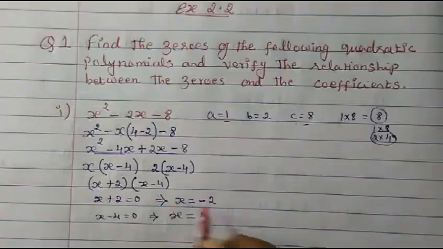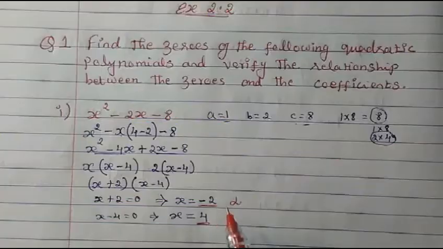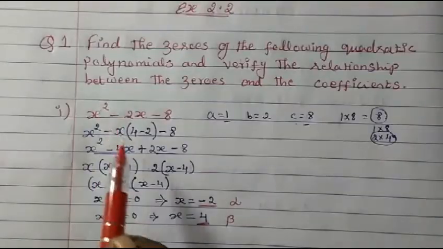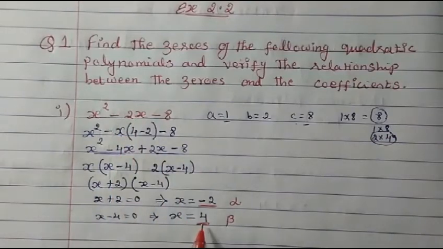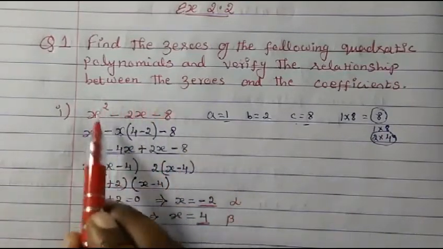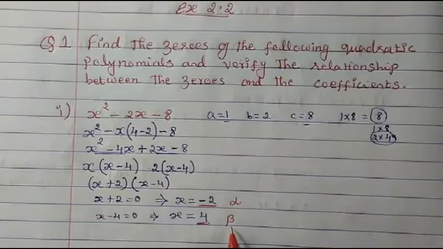So we consider this as alpha and this as beta, because in the introduction I have taught you. These are considered the zeros of this polynomial, because if you put minus 2 wherever there is x, the whole polynomial will finally give us the answer 0. In the same way, if you put 4 in the place of x, when you solve, the answer will be 0. That's why we call them zeros of this polynomial, right? So now we found the zeros of the polynomial.